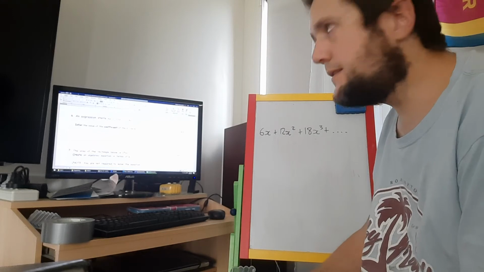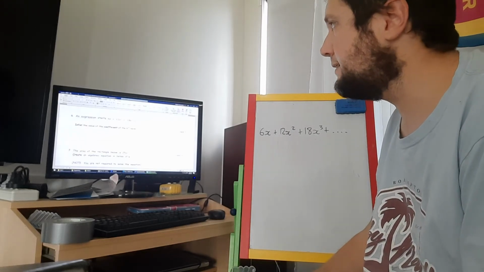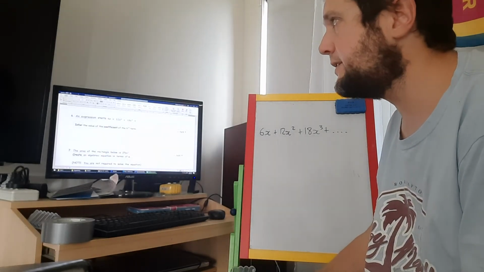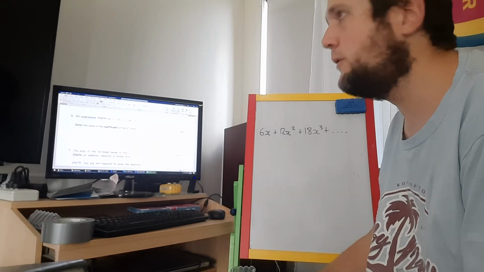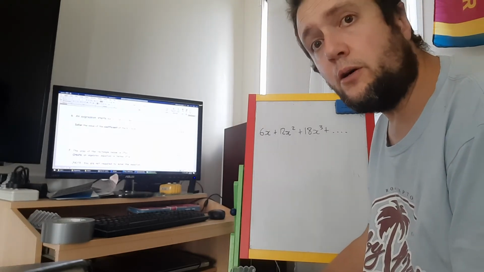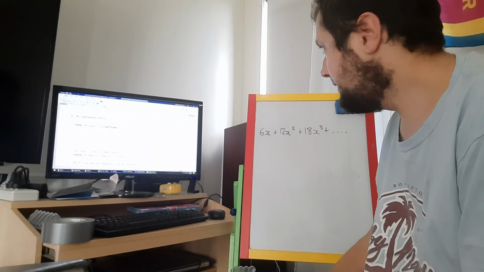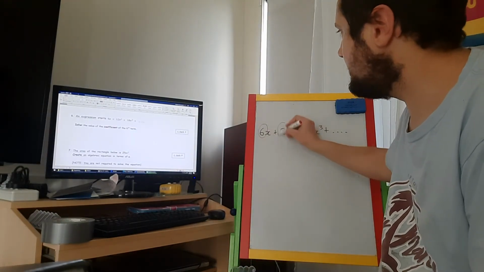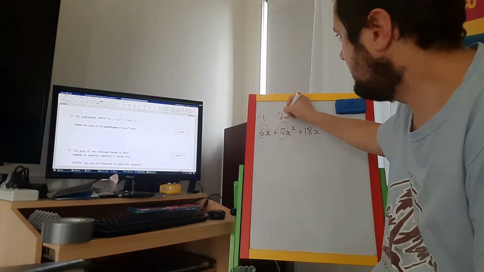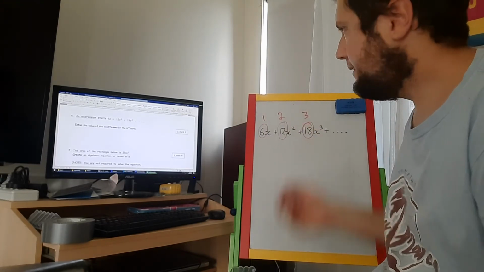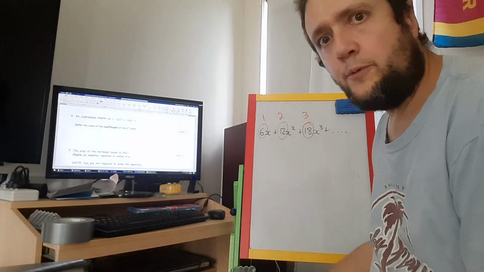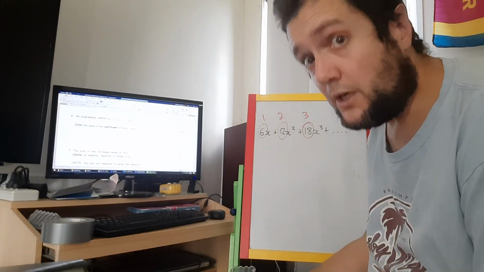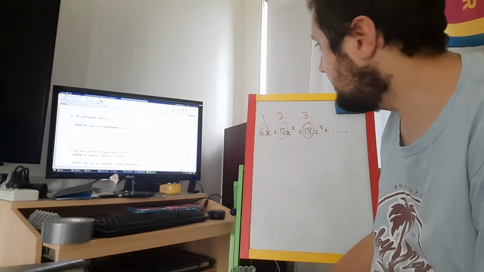Right, question 6 says an expression starts at 6x plus 12x squared plus 18x cubed. Infer the value of the coefficient of the sixth term. Coefficient means the number in front. So the coefficient of the first term is 6, the second term is 12, the third term is 18. So what's happening each time? I hope you realise it's going up by 6.